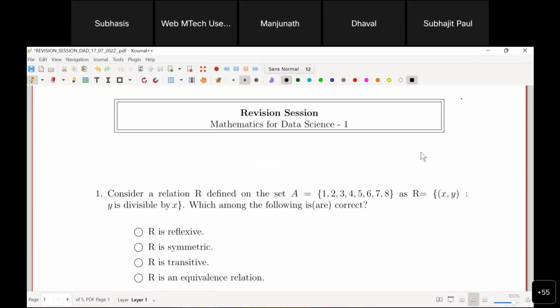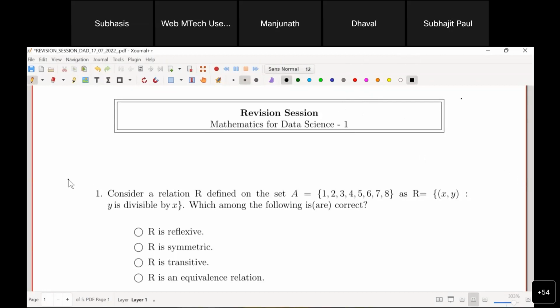If you have some doubt while I'm explaining a few things, feel free to ask your doubt. Okay, so let's start with the first question. So the first question is basically we just need to know.